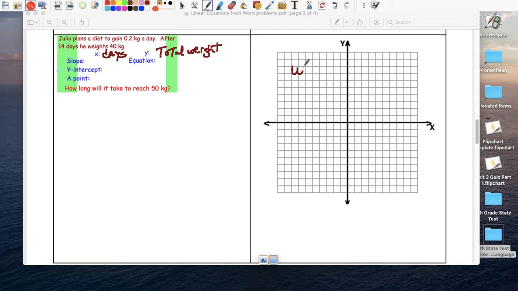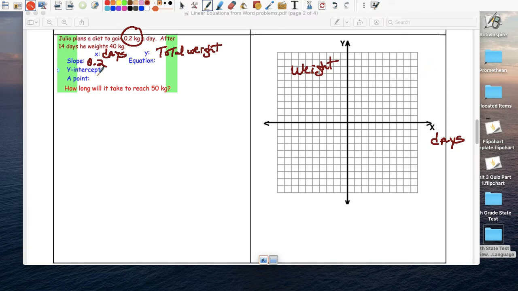So I'm going to start labeling here. My y-axis is my weight. The x-axis is my days. Do I have a slope? Yes, I have a slope. It's right here, 0.2. Do I have the y-intercept? No, I don't have the y-intercept. I don't know what he starts with.